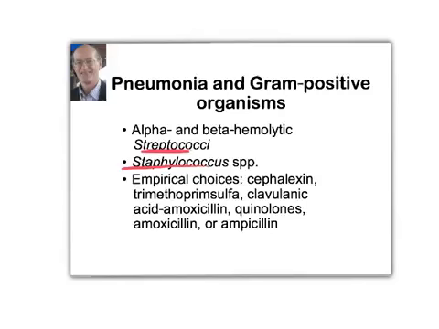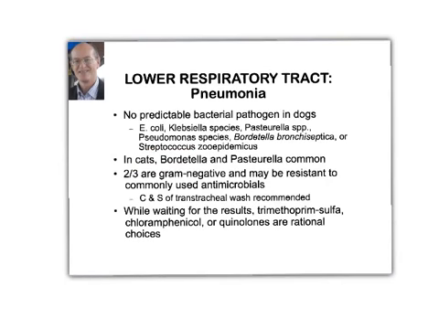And these are, as I said, not the most common bacteria, at least in the United States, with regards to pneumonia. So what are common in pneumonia? First of all, you can say in many cases there's no predictable bacterial pathogen, therefore culture and sensitivity is highly indicated, whether you take a transtracheal wash or whatever to get this result.